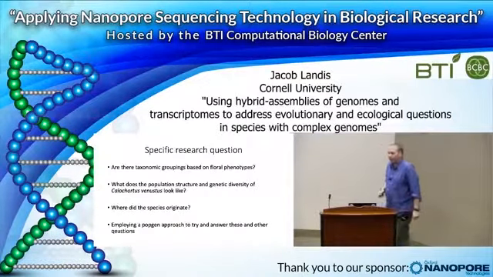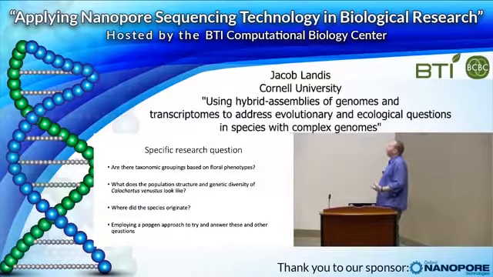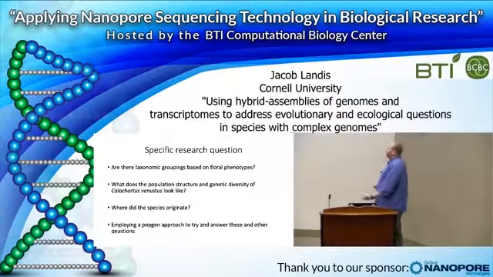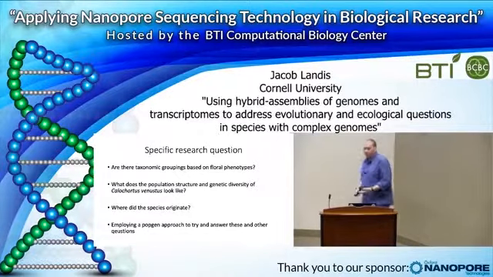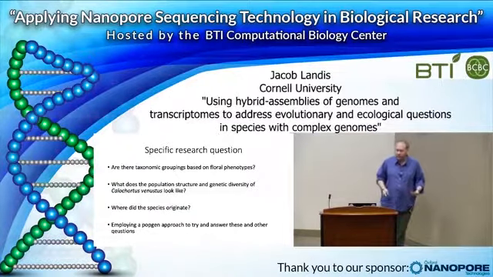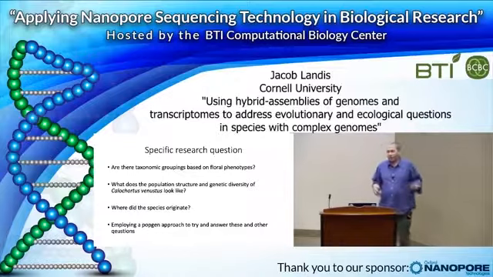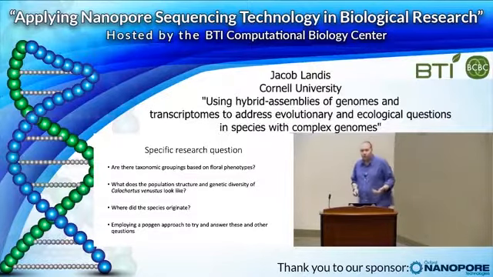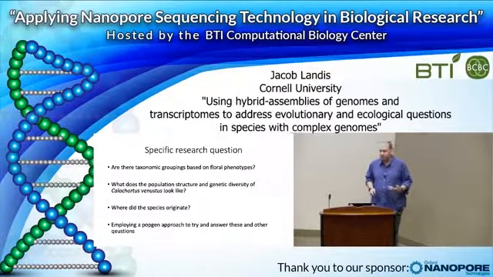And so some of the research questions that she's interested in and I'm trying to help with are: are there taxonomic groupings based on floral phenotypes? What does the population structure and genetic diversity of Calochortus venustus look like in California? And then can we answer the question of where did the species originate and how has it diversified? So we're trying to employ a PopGen approach to answer these and other questions.